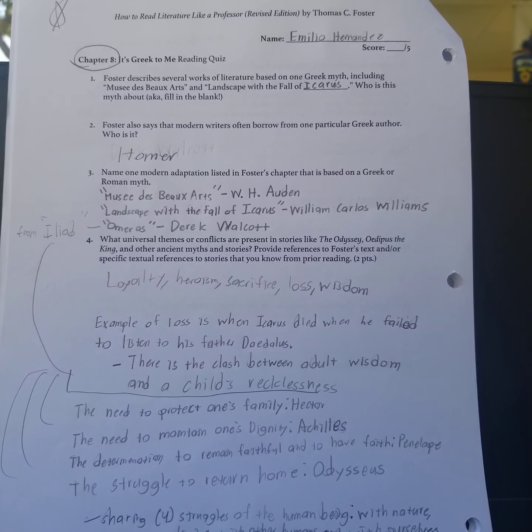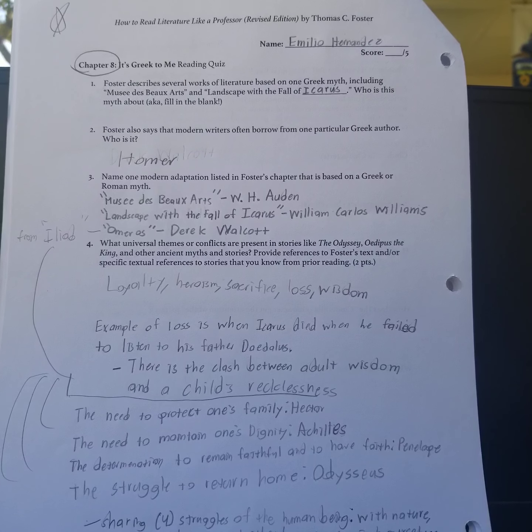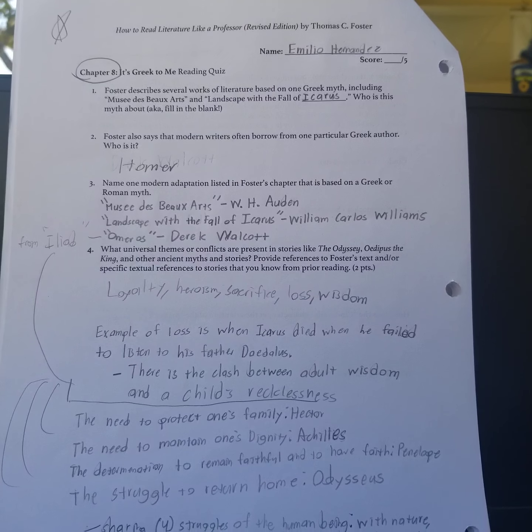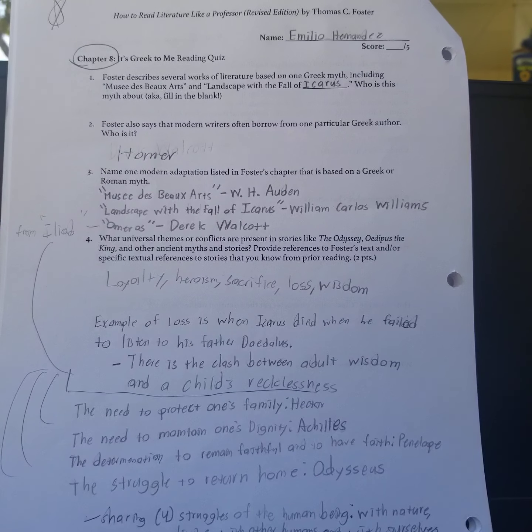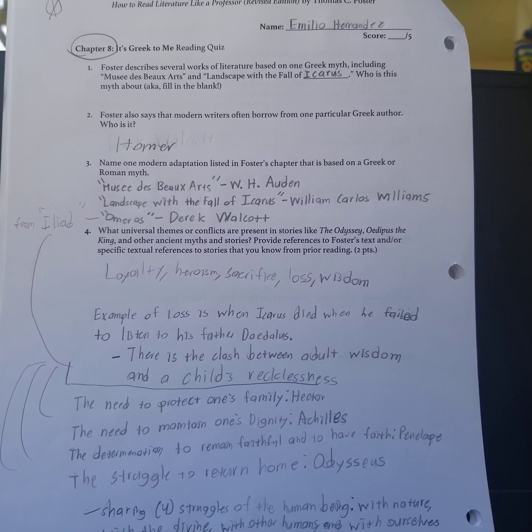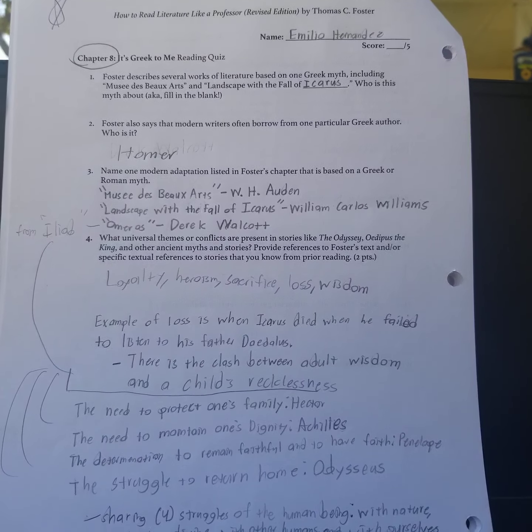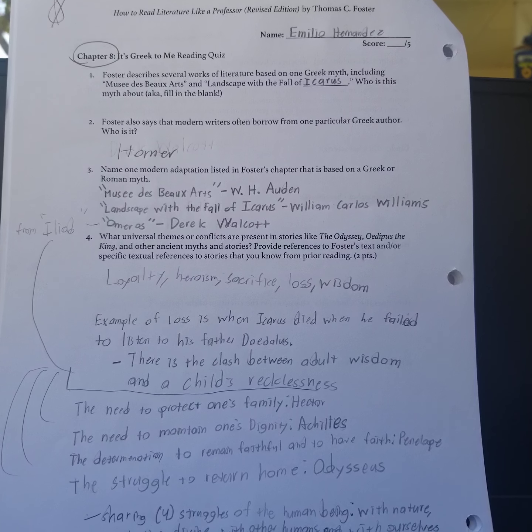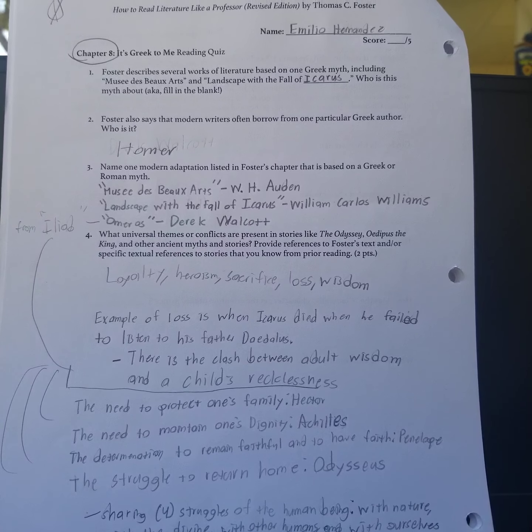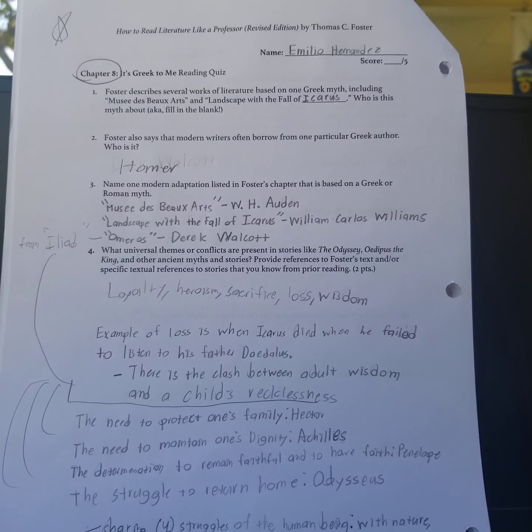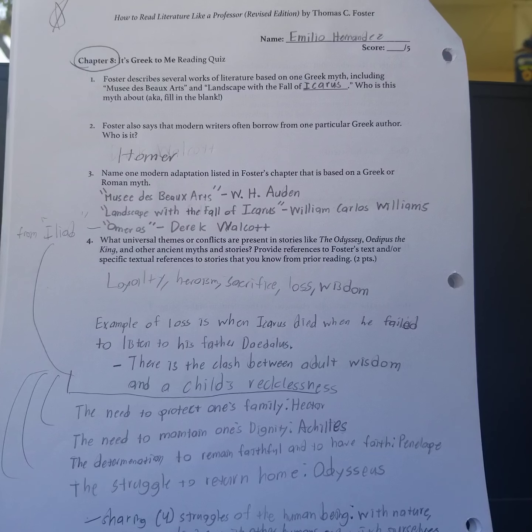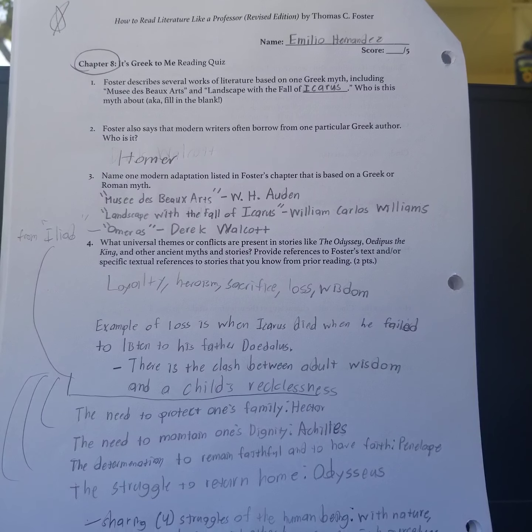And so, coming back to human situations and struggles, what connects to the Iliad, this long story myth, explains the need to protect one's family, which is connected to Hector, as well as the struggle to maintain one's dignity with Achilles, and then the determination to remain faithful and have faith is Penelope, and the struggle to return home, Odysseus. So the thing that connects all these 4 situations is that they all share struggles of the human being, with nature, with the divine, with other humans, and with ourselves.